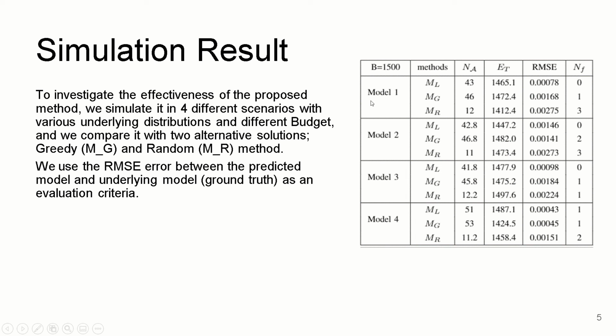So here, for example, in model 1, you can see that with the learning method, which is our algorithm, the robot can visit 43 sample locations out of 100 sample locations, while the greedy method visited 46 sample locations. And in this case, maybe you can say that the greedy algorithm works better, but if you look at the RMSE result, you can see that our method has a much lower RMSE.